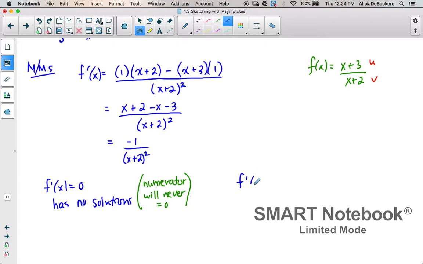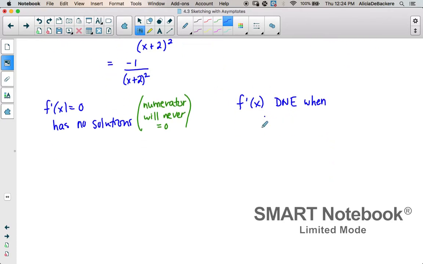And then I'm going to think about where f prime of x does not exist. So f prime of x does not exist when the denominator equals 0. So I'm going to take the positive and negative square root of both sides. That's just 0, positive or negative 0. And then I'll bring the 2 over. So I have one restriction here of negative 2.